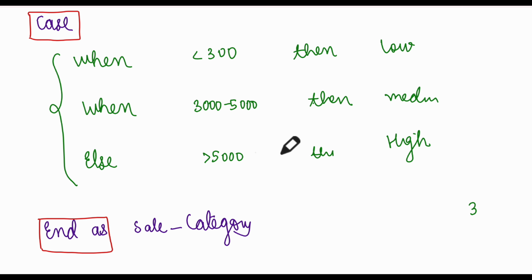It is very important. And once you are done with this, you have to end as sale category. Similarly, we will do this for the other variable as well. So let us move to PostgreSQL and write down this particular case when statement.